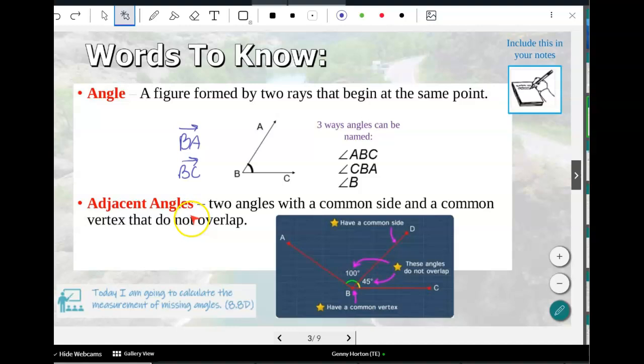Another word you should be familiar with is adjacent angles. Two angles with a common side and a common vertex that do not overlap. All right, here's an example. So you have angle ABC, that is the large angle here. But you have this angle here, ABD, and you have angle DBC. All right, those are adjacent. They're right next to each other. They share this common ray, the BD. So that's what adjacent angles are, just right next to each other.